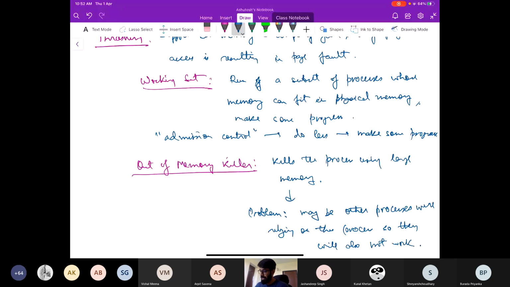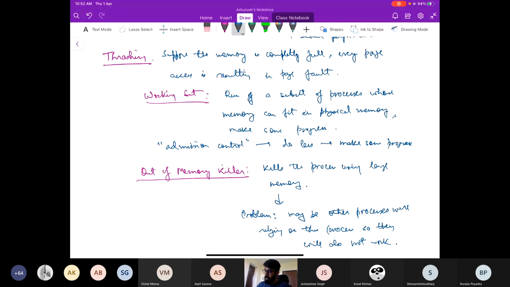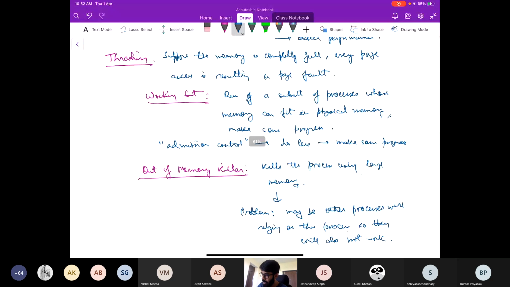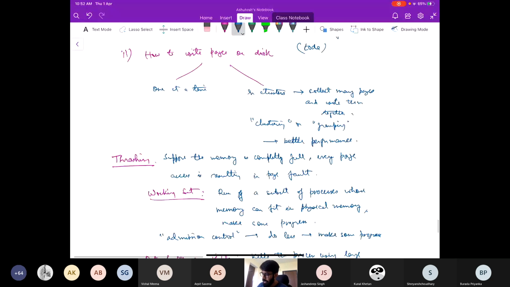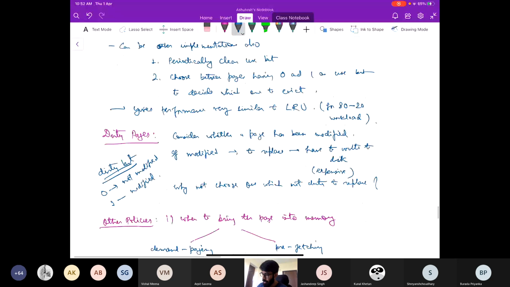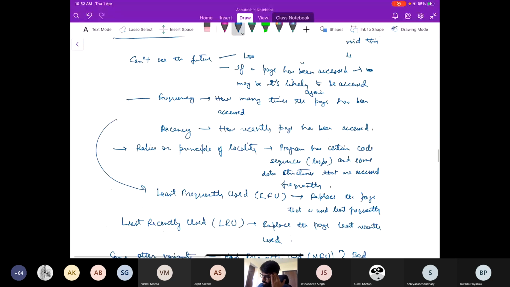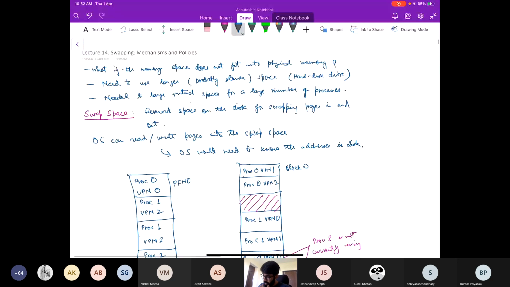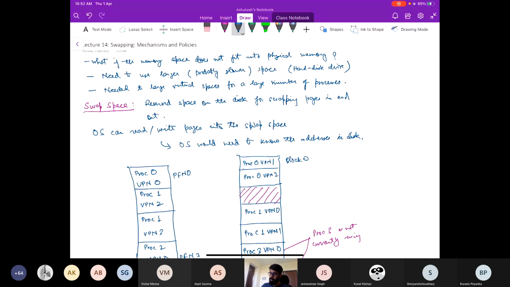Okay, I was running out of time, but I hope the basic idea is clear. In working set, you make a subset of all the processes and run them, whose memory can fit in the physical memory. And the out of memory killer is just a very Darwinian approach: whoever is using more memory, you just go kill it. So this is what there is in terms of swapping, the mechanisms and policies.